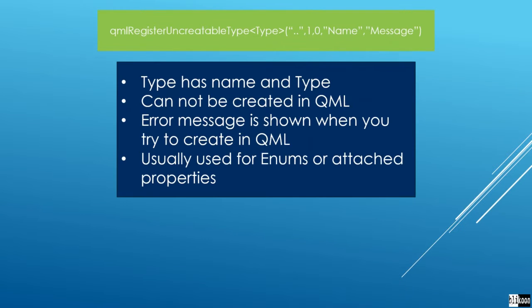The second one we saw is to register an uncreatable type. The obvious thing about this type is that if you try to create an instance of it in QML, it is going to fail and show you an error message that you specified in the last parameter here. So this is cool if you need this kind of thing. This is usually used for enums and attached properties in QML.